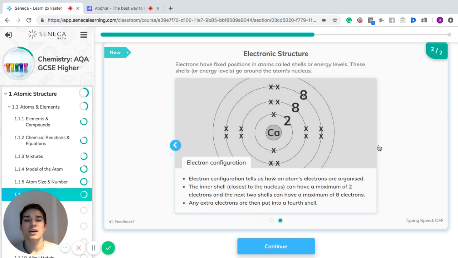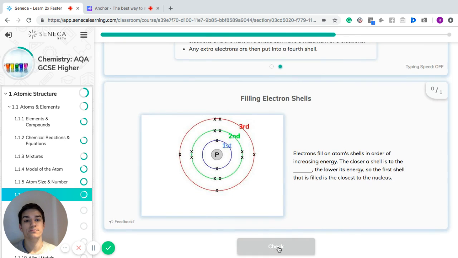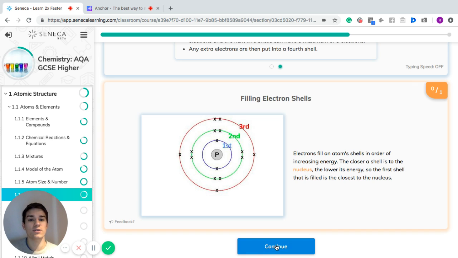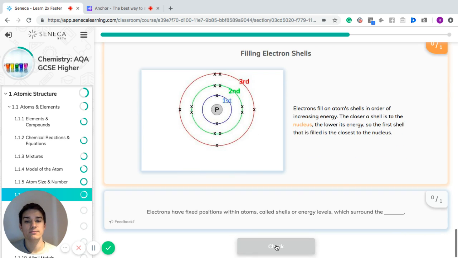An electron configuration tells us how an atom's electrons are organized. The inner shell, the one closest to the nucleus, can have a maximum of 2 electrons, and the next 2 shells can have a maximum of 8 electrons. Any extra electrons are then put in a 4th shell. Just to recap, electrons fill an atom's shells in order of increasing energy. The closer a shell is to the nucleus, the lower its energy. So the first shells to fill are the ones closest to the nucleus.